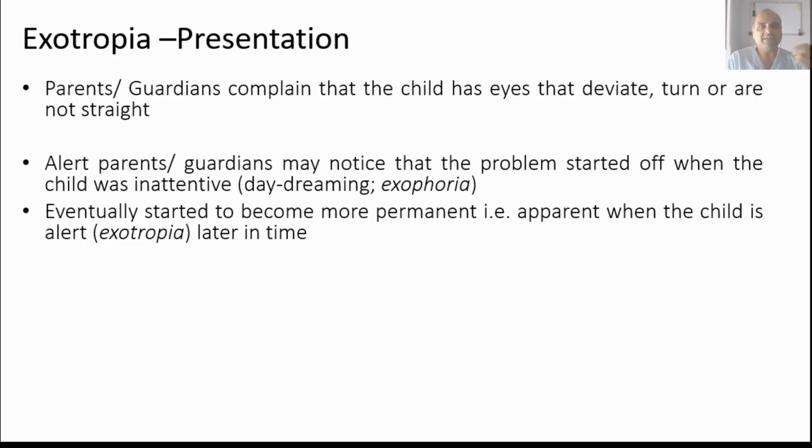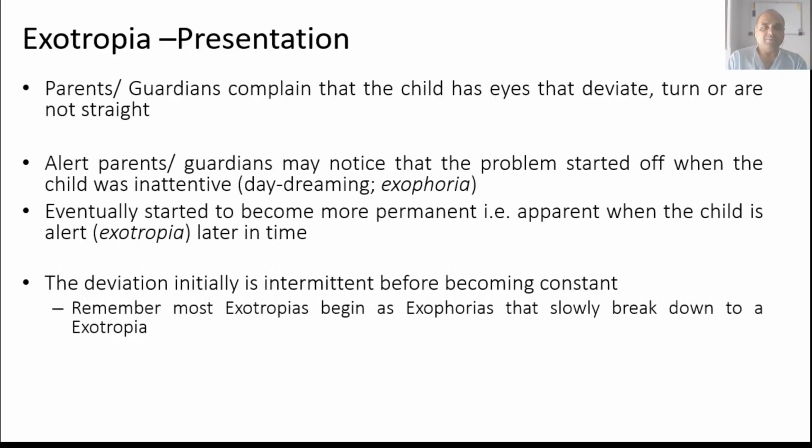So the deviation is seen at all waking hours, even when the child is alert or otherwise. The reason for this is that most exotropias begin as exophorias and then evolve into an exotropia over time. And the other thing that is also very curious about this type of deviation is that when it is converting from a phoria to a tropia, there are times when the eye would appear straight and there are times when the eye would appear deviated. So the exotropia is intermittent initially.